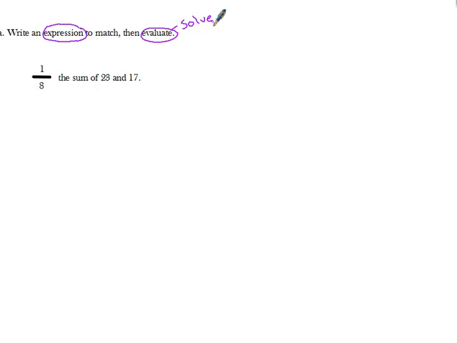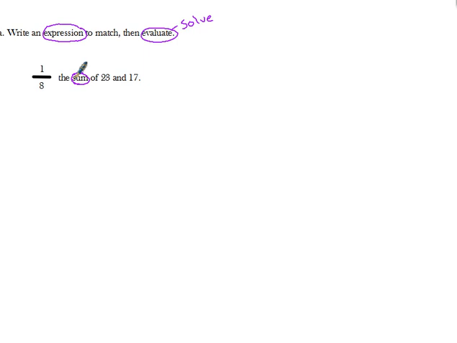Okay? The problem is 1/8 the sum of 23 and 17. 1/8 the sum of 23 and 17. Our key word in here is sum. And we know that sum is just the answer to an addition problem. So I know there's going to have to be some type of addition in here.